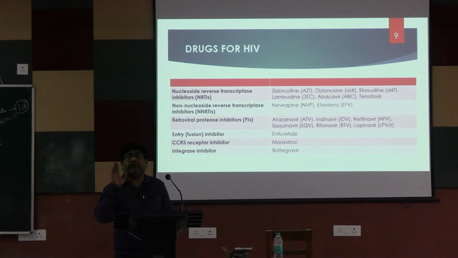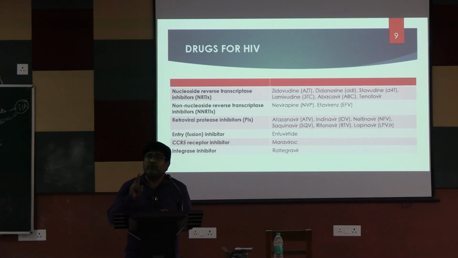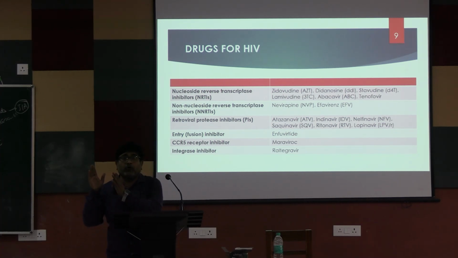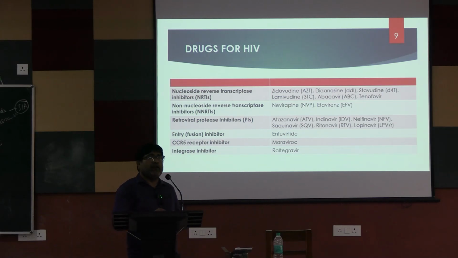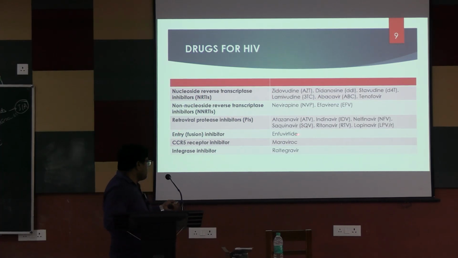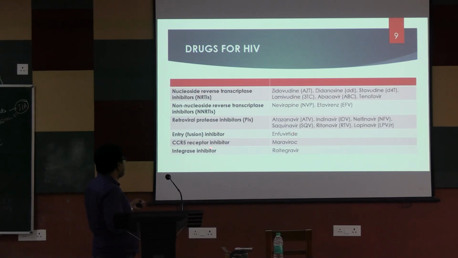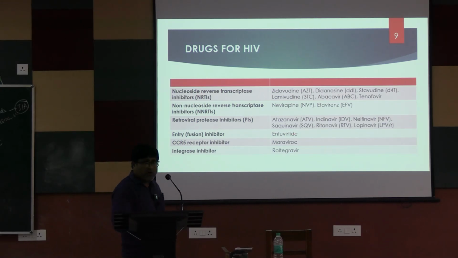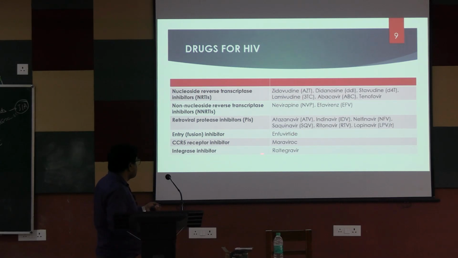Now they inhibit the protease enzyme, which was responsible for cleavage of the viral protein into the structural and functional proteins of the virus. Now next, the new targets are entry inhibitor or fusion inhibitor, that include Enfuvirtide, CCR5 receptor inhibitor, Maraviroc, and integrase inhibitor, Raltegravir.